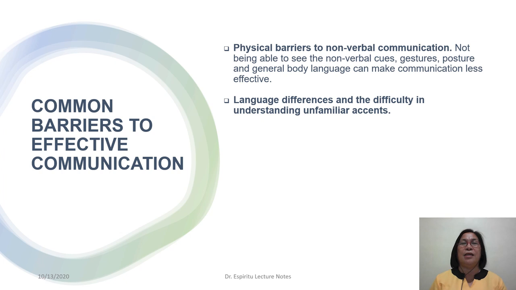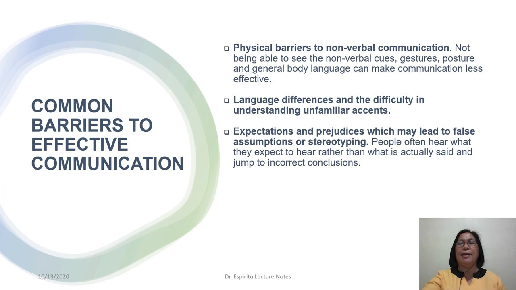Next, expectations and prejudices, which may lead to false assumptions or stereotyping. People often hear what they expect to hear rather than what is actually said and jump to incorrect conclusions. We have to avoid this, especially in our classes, because some people tend to assume that you understand. Some teachers may be sticking to what they have been used to teaching, and then here come students from different backgrounds, who already have a preconceived idea of what a teacher should be, and lo and behold, the teacher is different. So you may react negatively against the teacher.